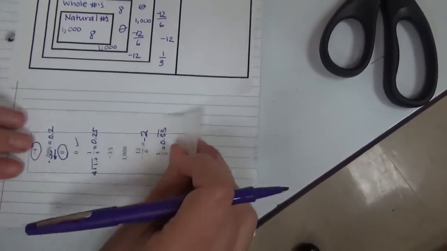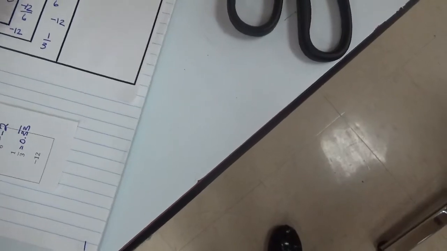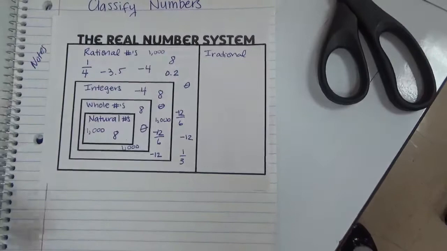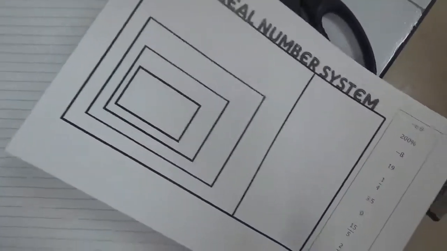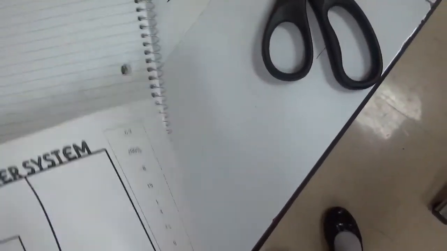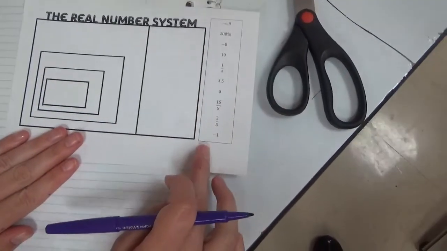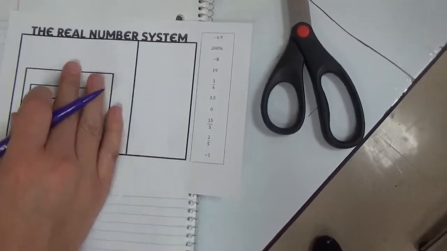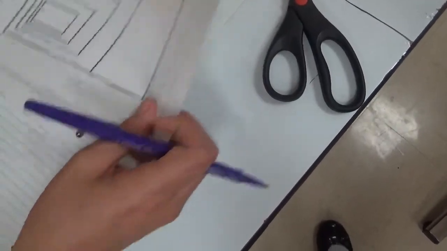If you want, you can go ahead and put these in your notes. Just glue it on down, or you can choose not to. That's up to you. But after the notes, you're going to try one out on your own. So you'll turn the page. Make sure you glue this in. You will place the integers, rational numbers, whole numbers, and natural numbers on the graphic organizer when that's complete.